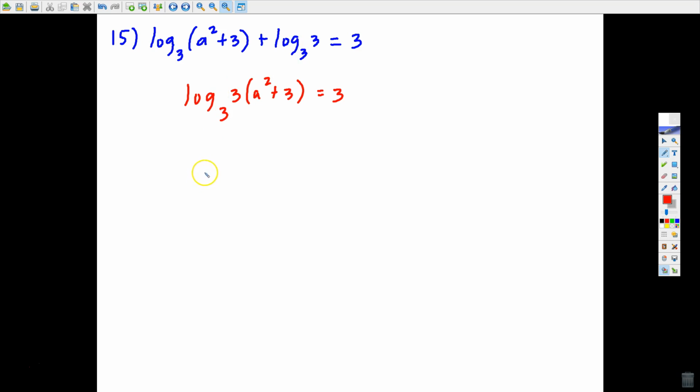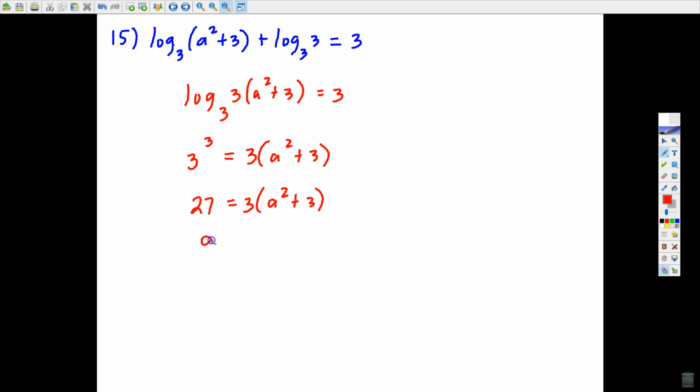And now I'm going to turn this log equation into an exponential equation. The way that works is you take the base, and you remember that logarithms always equal exponents, because that's what they are. Logarithms are exponents. So 3 to the third power is going to be equal to 3 times a squared plus 3. 3 to the third power is 27.